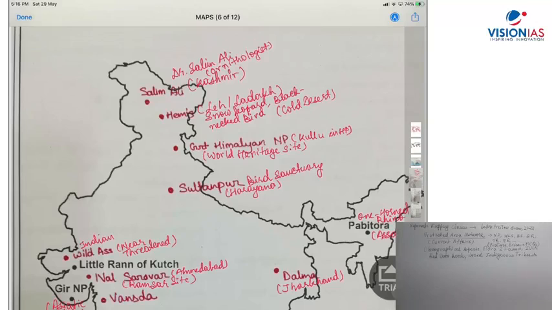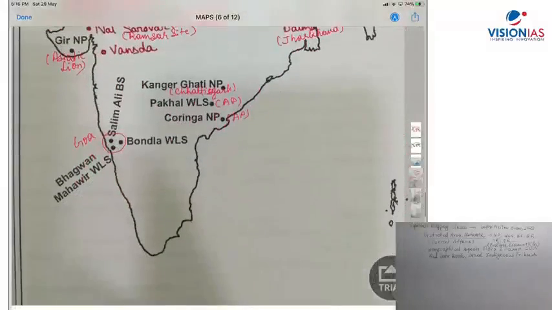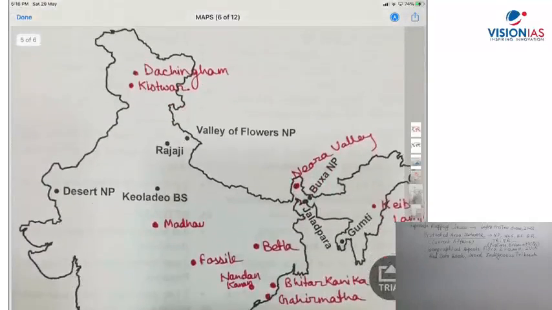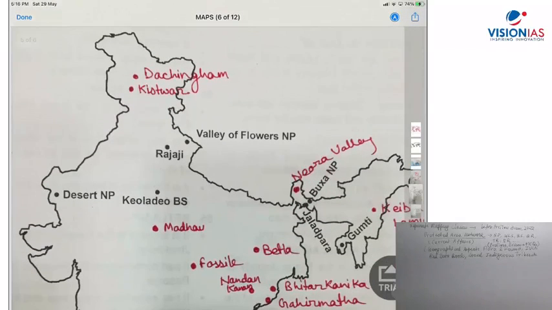When you read current affairs and you come across any information, then you need to add such information on an outline map of India, right? This I have already given in your mapping. Then again you can see here, I have given you another map, Dachigam. That's again in Kashmir, and it is home for a very unique species.